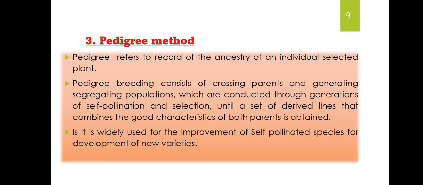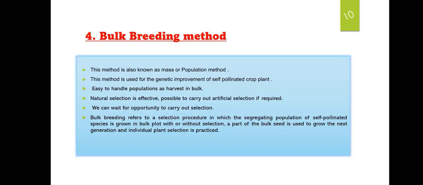Third is pedigree method. Pedigree refers to the record of the ancestry of an individual selected plant. Pedigree breeding consists of crossing parents and generating segregating populations, which are advanced through generations of self-pollination and selection until a set of derived lines that combines the good characteristics of both parents is obtained. It is widely used for the improvement of self-pollinated species for development of new varieties.